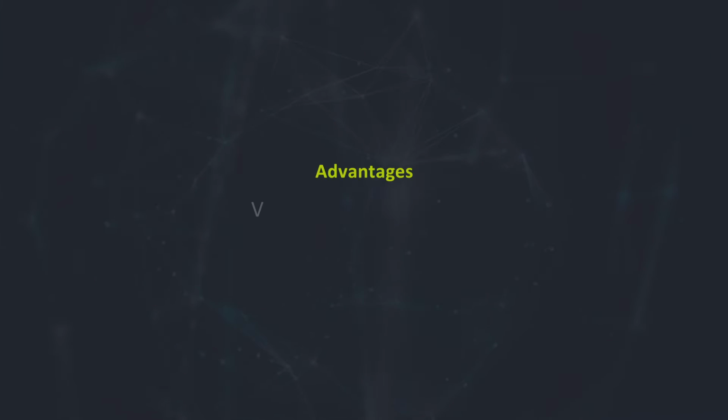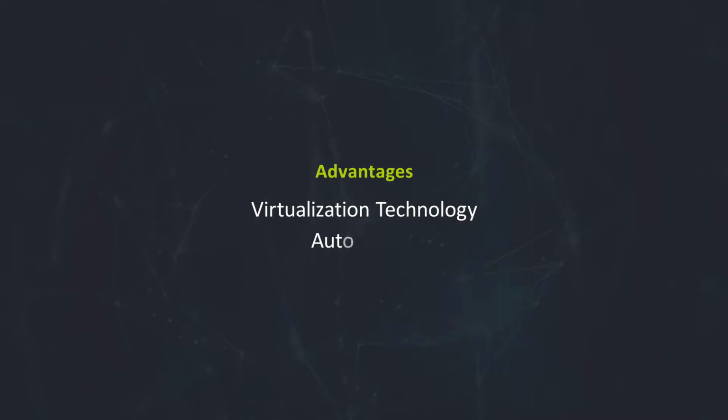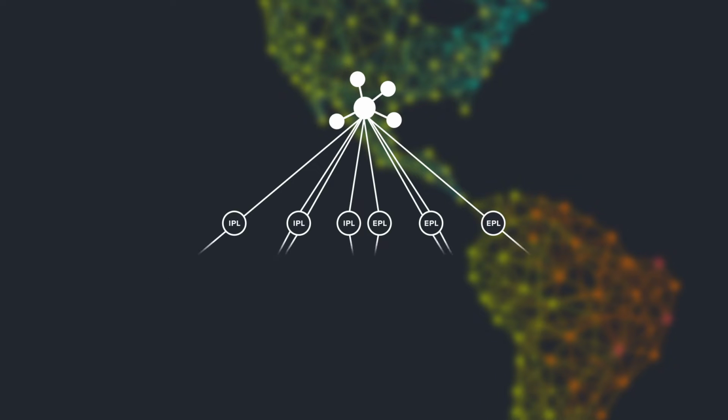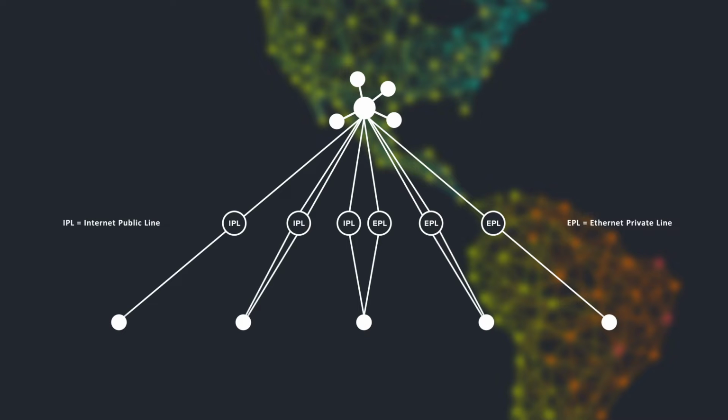Leveraging the advantages of virtualization technology and automation, ngena facilitates a flexible end-to-end configuration and provisioning of all services. For each customer site, alliance partners can offer a choice of single or redundant low-cost internet lines, single or redundant high-quality Ethernet lines, or a combination of internet and Ethernet lines.